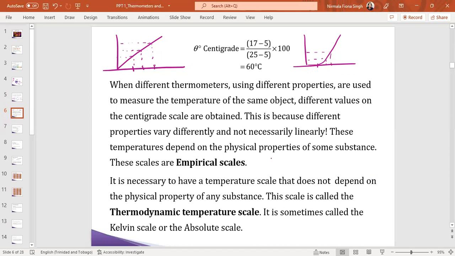All right, so let's continue reading. These temperatures depend on the physical properties of some substance, and these scales are empirical scales. It is necessary to have a temperature scale that does not depend on the physical property of any substance. This scale is called the thermodynamic temperature scale, otherwise known as the Kelvin scale or the absolute scale, right?